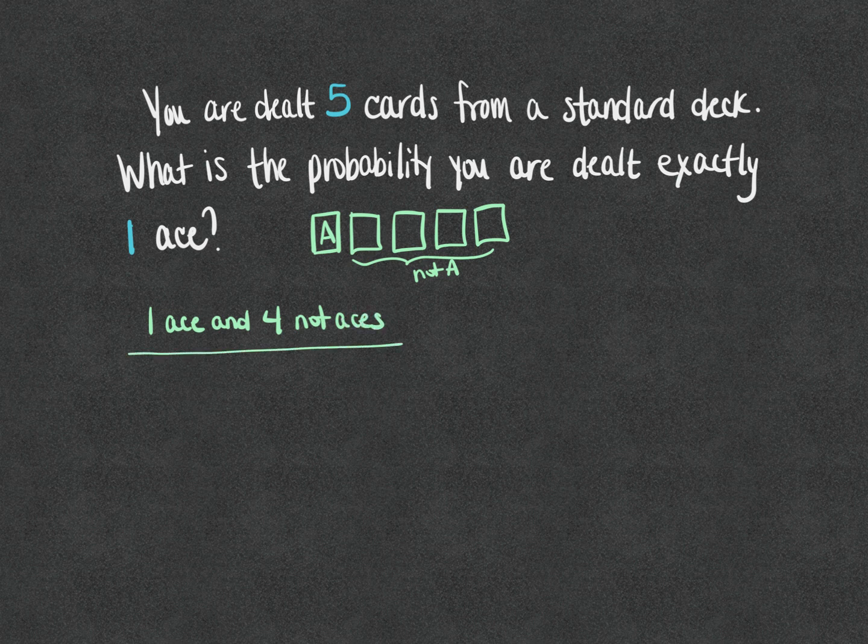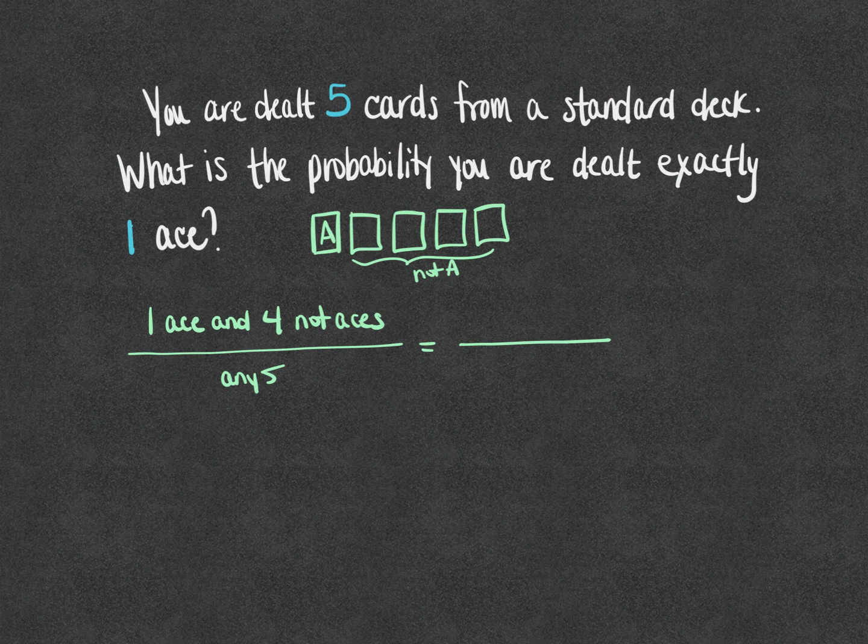Again, our denominator is, in general, we're being dealt 5 cards from a deck. So our denominator is we are being dealt any 5 cards. So now let's go ahead and set up the mathematical expressions that will help us calculate this.